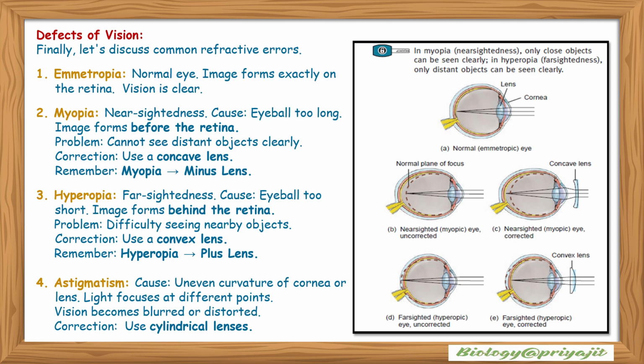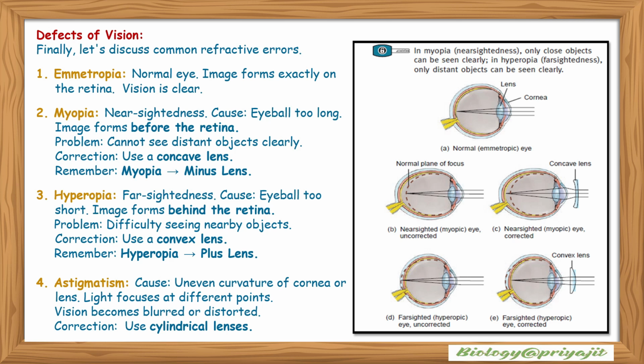Myopia. This is also called nearsightedness. Cause: the eyeball becomes too long, the image forms before the retina, so the person cannot see distant objects clearly. Correction is a concave lens, so myopia requires a minus power.